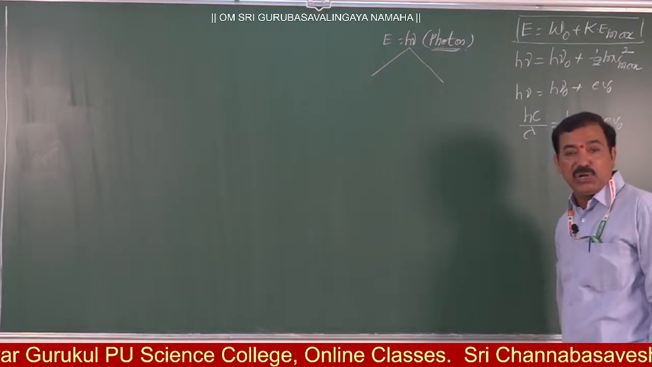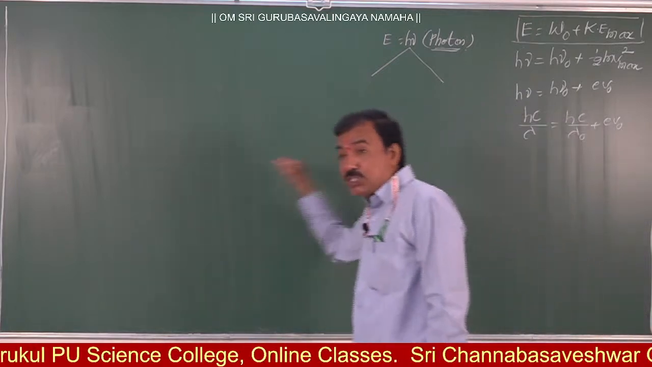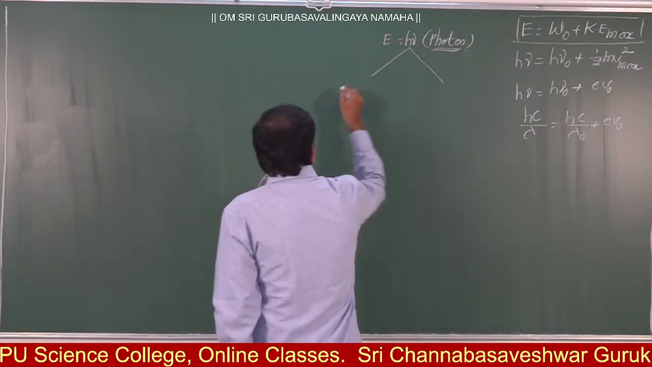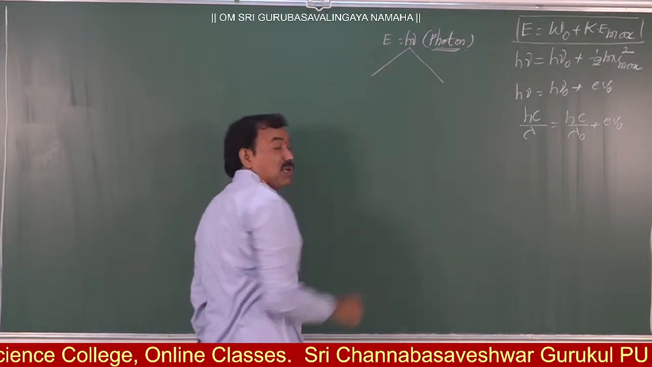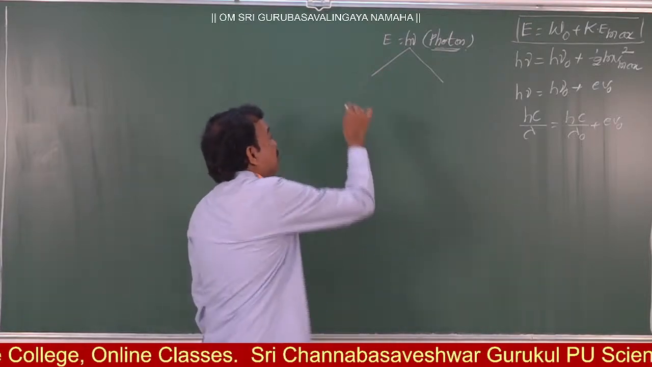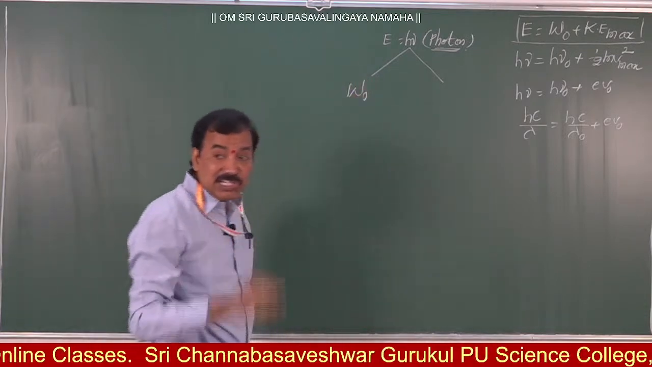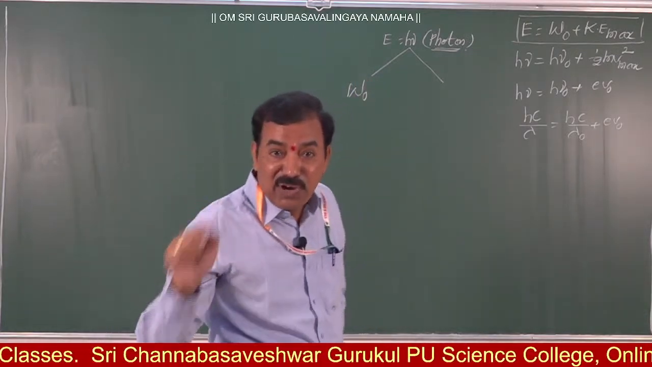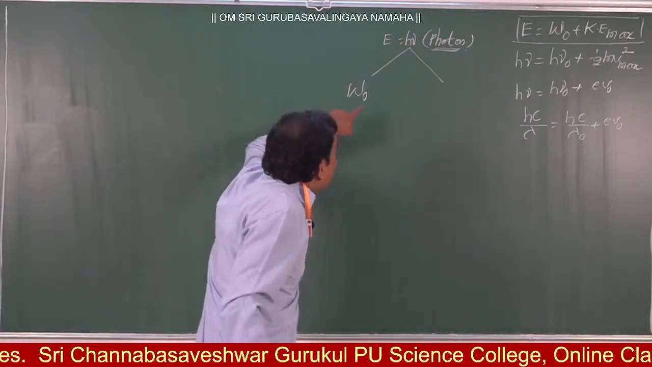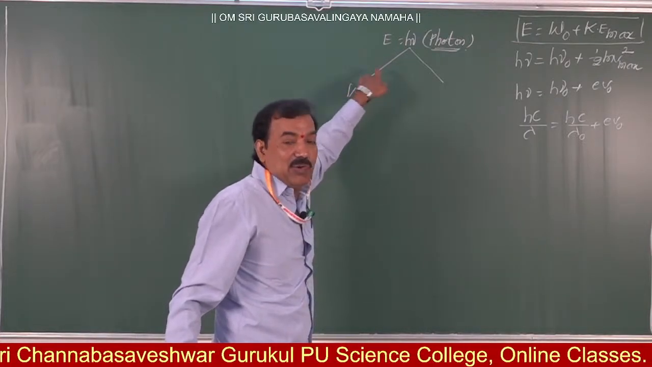How many ways are there here? Two ways. What is the first way? Some of the energy is used to remove the electrons from the metal surface. Hence it is known as the work function. The work function is equal to W naught.